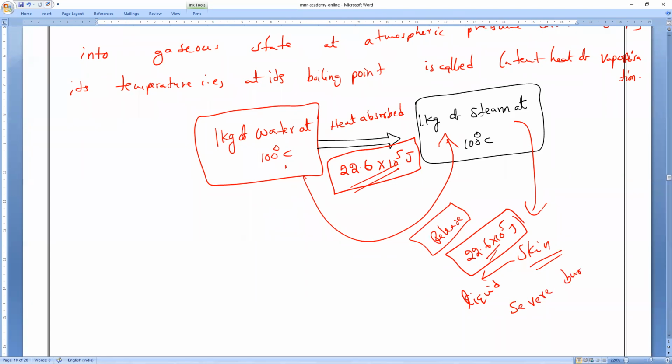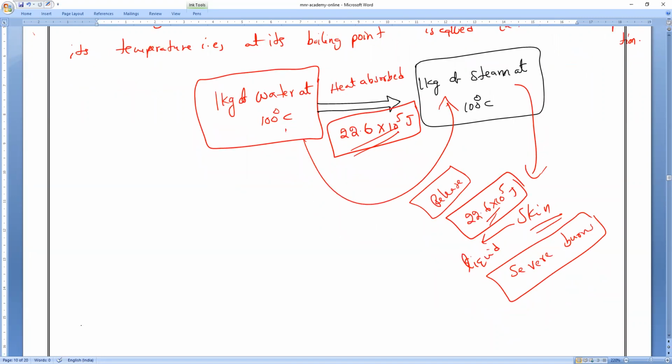Very, very painful also. That is the reason when you touch the lid of a steam idli bowl, it is very, very hot. You cannot touch it, but normal boiling water you can. Here steam is extremely dangerous because it releases, it gives out 22.6 × 10^5 joules of energy. So it is more than the boiling water at the same temperature. Due to this reason, steam causes severe burns compared to boiling water.